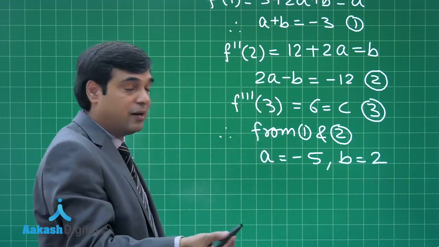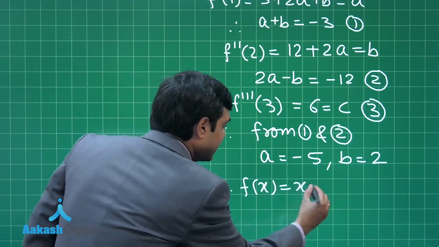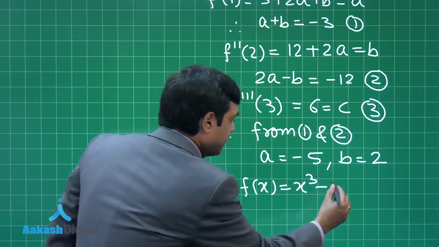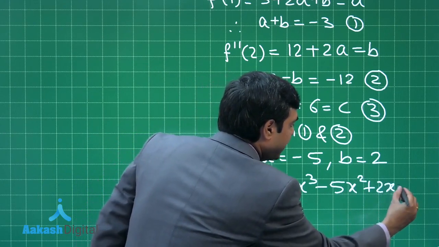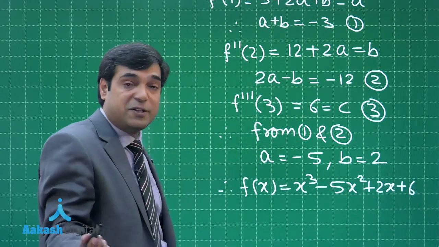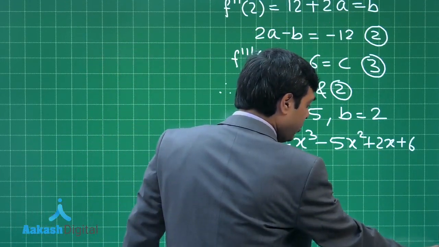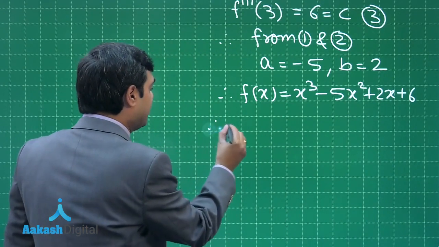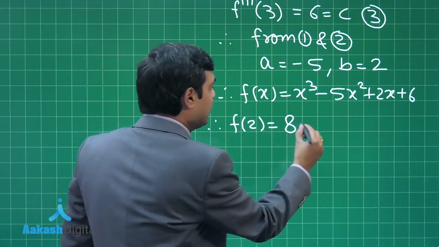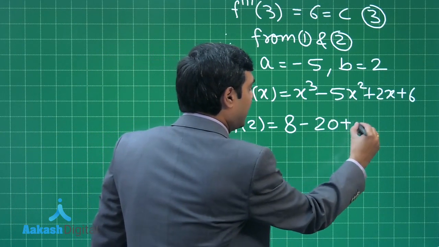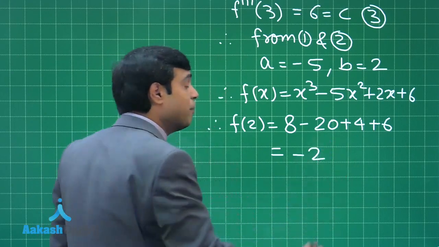C is already obtained. Now, we have the function f(x) is equal to x cube minus 5x square plus 2x plus 6. Now, what is being asked in this question? Simply the value of the function at x is equal to 2. So, write down here, therefore, f(2) is equal to 8 minus 20 plus 4 plus 6. On simplifying, it becomes minus 2.